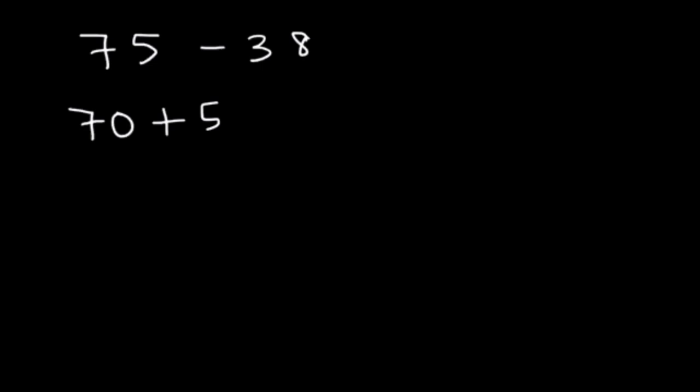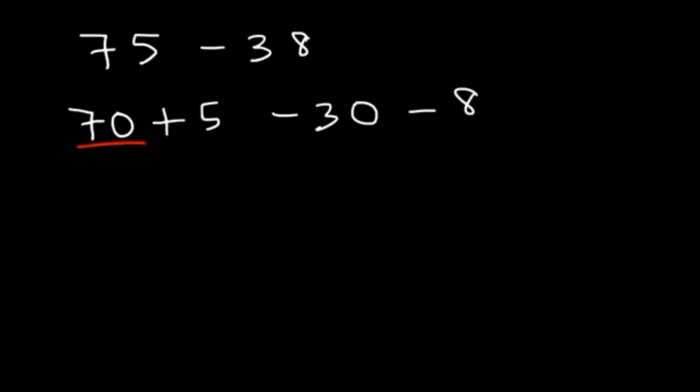Now let's try some examples involving subtraction. What is 75 minus 38? So we can use the same technique. We can break down 75 into 70 plus 5. And 38 is basically 30 and 8. But you need to apply the negative sign to both numbers, not just to 30, otherwise it's not going to work.